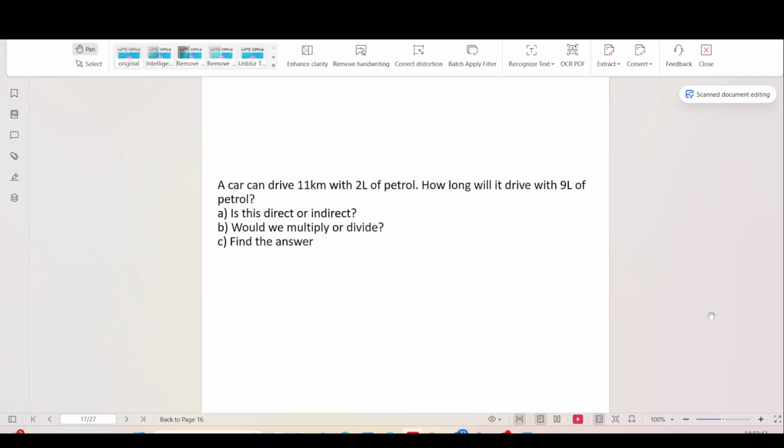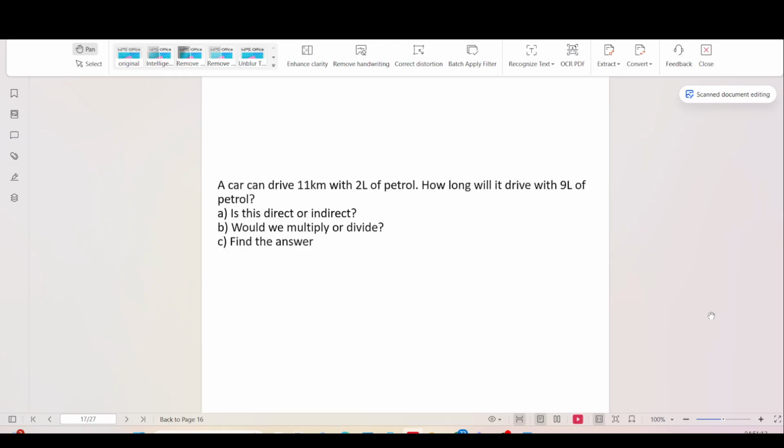A car can try 11. Oh, so this is direct. We would divide. So we do 11 over 2 equals 9 over x. So 11 over 2, we'd get 5.5, which should equal 9 over x. So x over 9, okay? 5.5 is equal to x over 9.